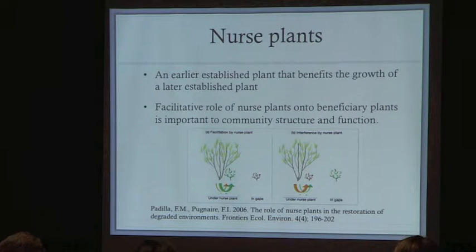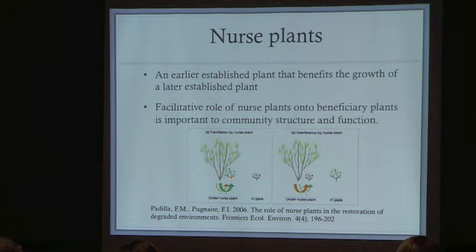So a nurse plant is an earlier established plant that has a beneficial or facilitative influence on the growth of a later establishing plant. And we would call these later establishing plants the beneficiary species. The facilitative role that nurse plants play onto the beneficiary species is also found to be important in structuring plant communities. And here I just have a diagram of the facilitative effect of a nurse plant onto a beneficiary species.